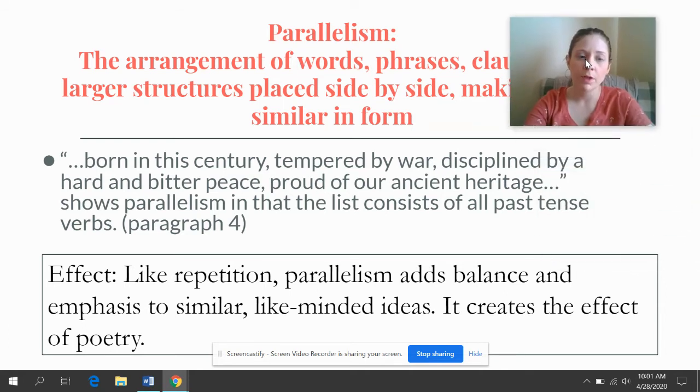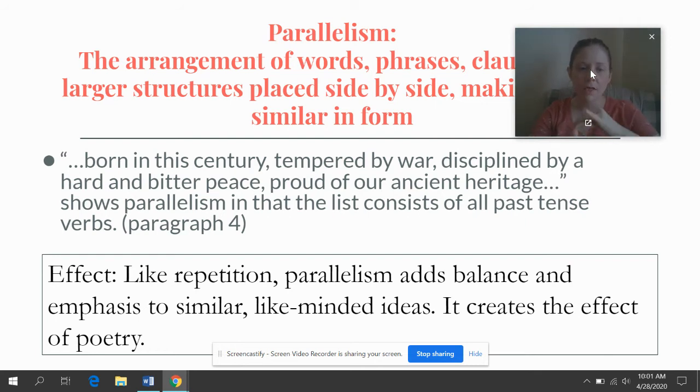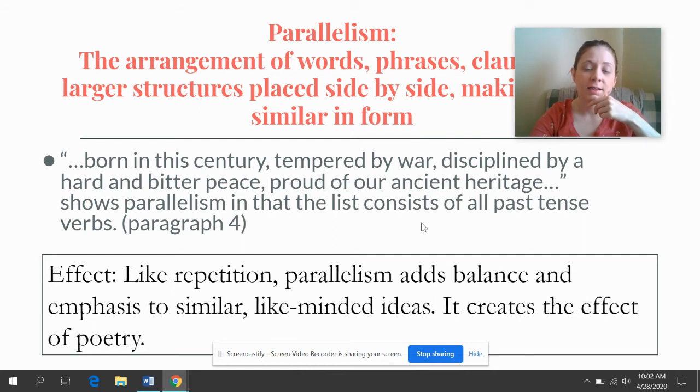So here is an example below. "Born in this century, tempered by war, disciplined by a hard and bitter peace, proud of our ancient heritage." You have those phrases over and over again that sound the same. They are parallel because of their sentence structure. So this shows parallelism in that the list consists of all past tense verbs: born, tempered, disciplined, proud. Those are all past tense, therefore it is parallel.